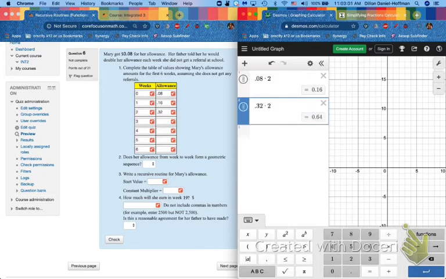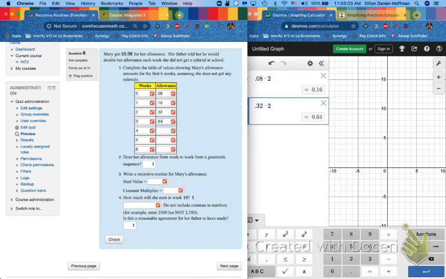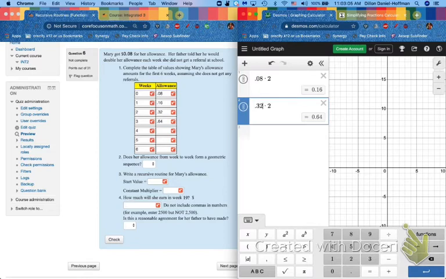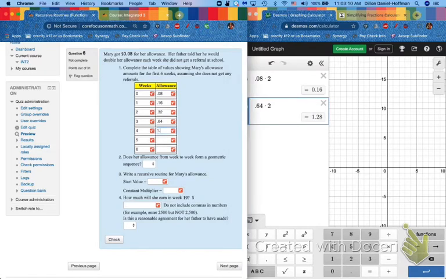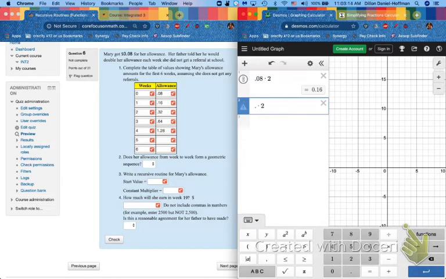0.32 times 2 is 0.64. 0.64 times 2 is 1.28. So now she's making over $1 by week 4. Again, seems small. It's not her normal amount, but just wait. 1.28 times 2.